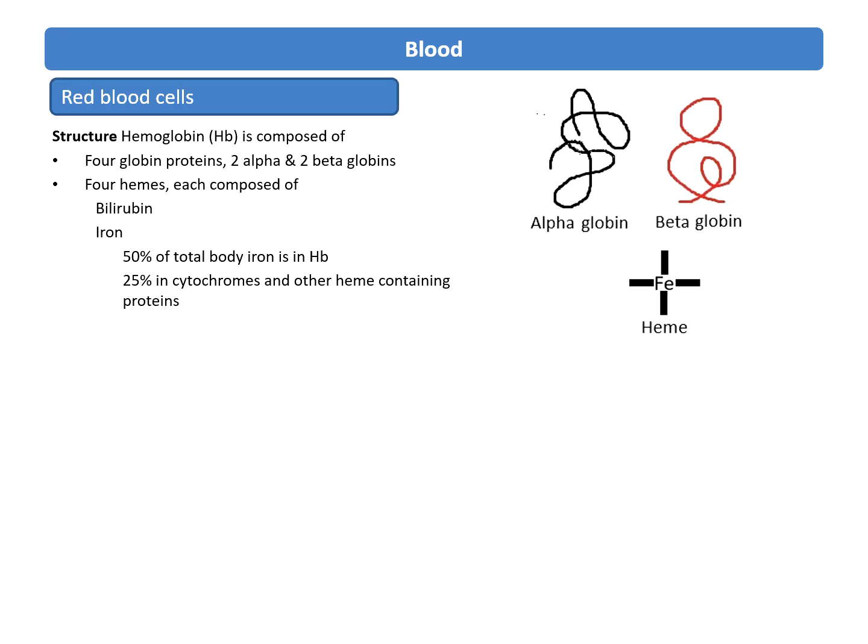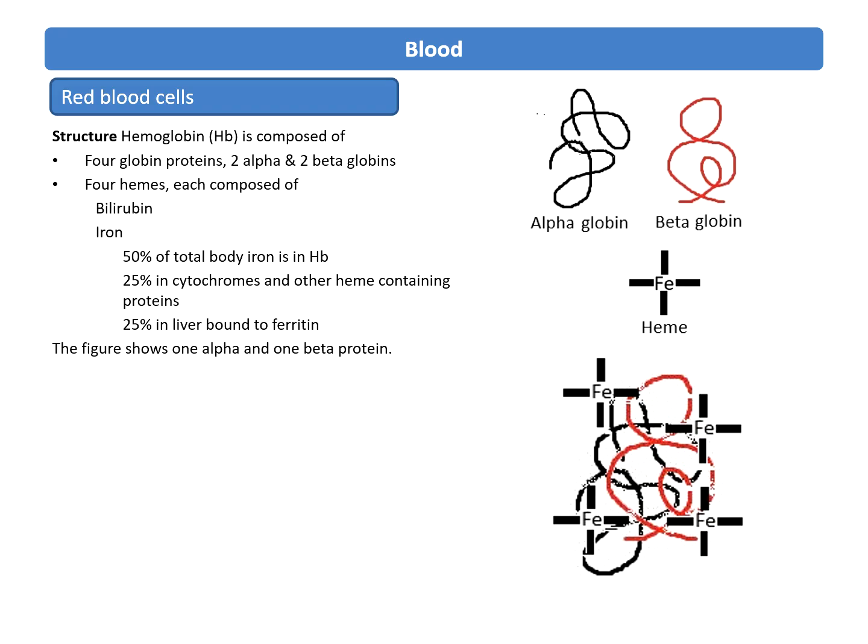We discussed cytochromes in the cellular unit under metabolism. 25% is found in the liver, bound to a protein called ferritin. The figure shows one alpha and one beta protein in the hemoglobin molecule. Remember, there are actually two of each. Hemoglobin concentration is 13 to 18 grams per 100 milliliters in men, 12 to 16 grams per 100 milliliters in women. Why fewer in women? Well, women lose some hemoglobin during the menstrual cycle.